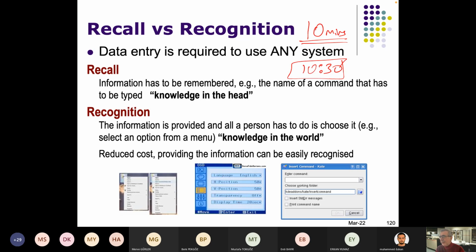Now we quickly concluded that the effect of short-term and long-term memory is important in the design of interfaces, and gave some examples. And one classical definition is the difference between recall and recognition.